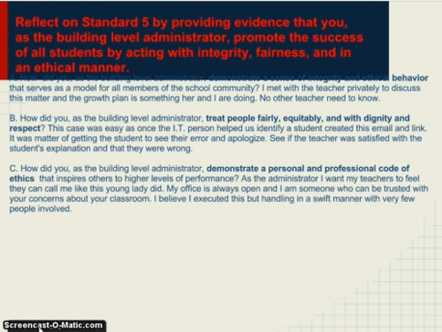I want my teachers to feel like my office is always open, that I'm approachable, that I'm a cooperative style learner and cooperative style leader, I should say, and not a command style leader. Someone who can be trusted with your concerns about the classroom. I believe I executed this by handling it in a swift manner with very few people involved and followed the law, that's for sure.